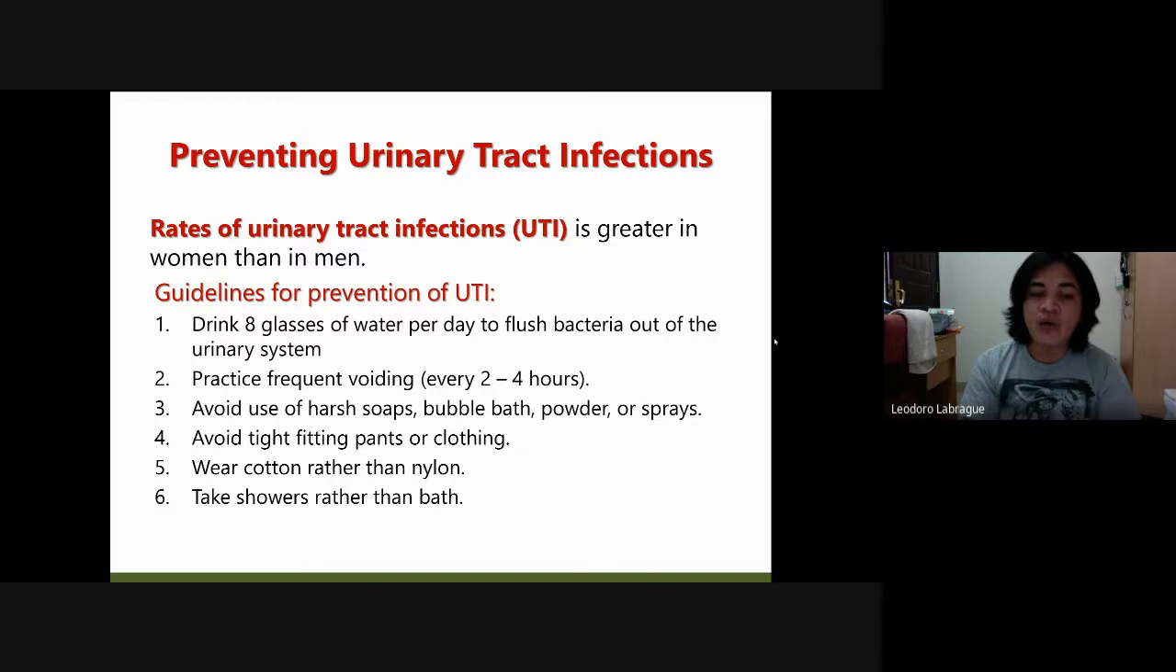Number 5, wear cotton rather than nylon. It refers to the materials of your garments. And number 6, take showers rather than baths, especially bathtubs. Okay, why? Because again, if you use a bathtub, the microorganisms could readily access the bladder, causing urinary tract infection. Now, these are the things that you have to give instructions to your patients. You can actually apply this to yourself also. Okay? This is applicable for all types of patients, including healthy patients.